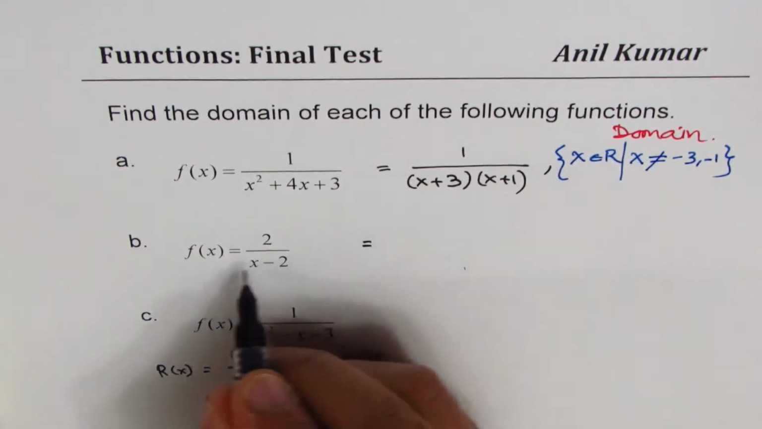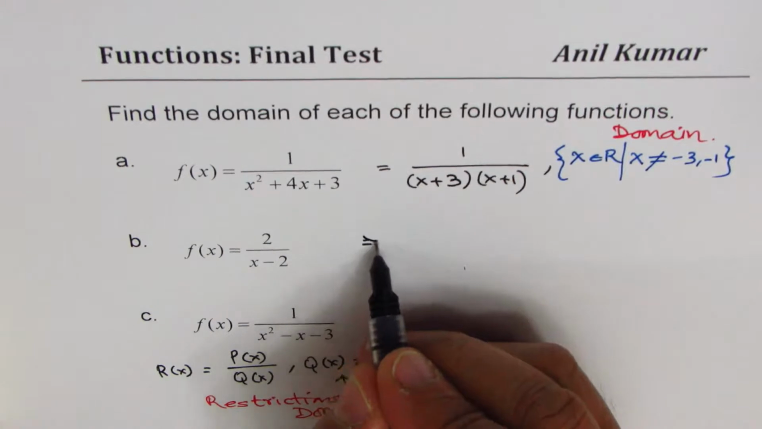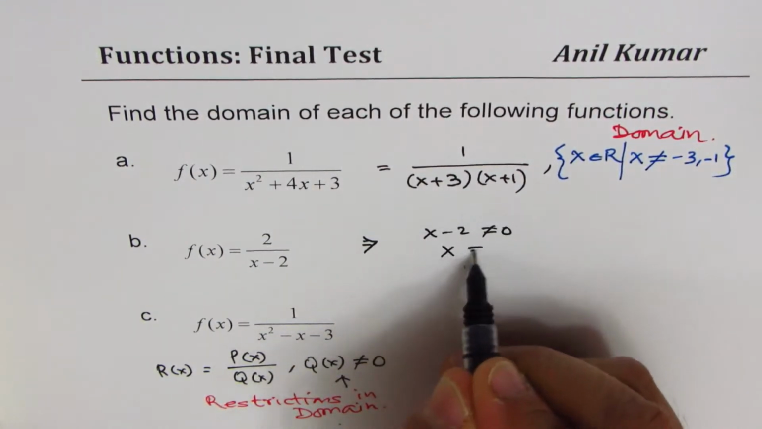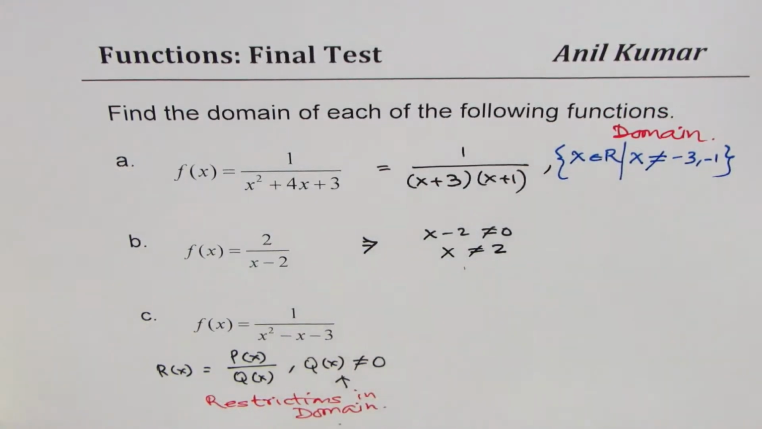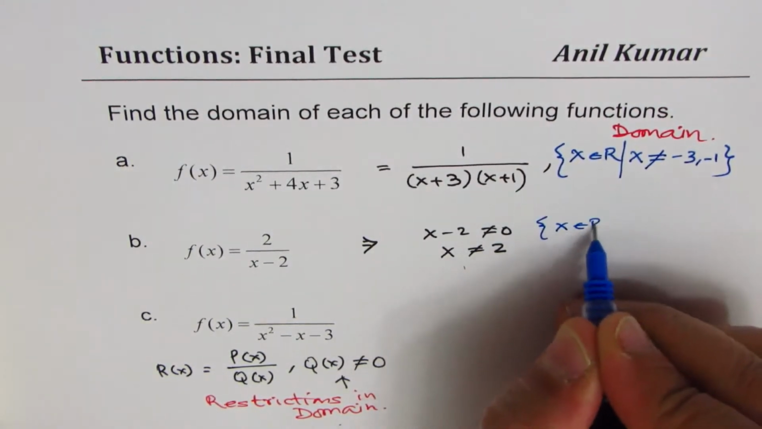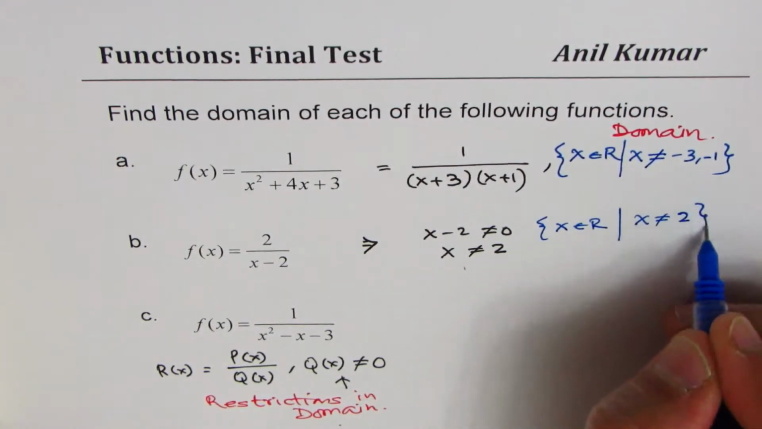Next one is very simple. You could write this straight away actually. This implies that x minus 2 is not equal to 0, or x is not equal to 2, right? And therefore the domain could be written as x belongs to real numbers where x is not equal to 2.